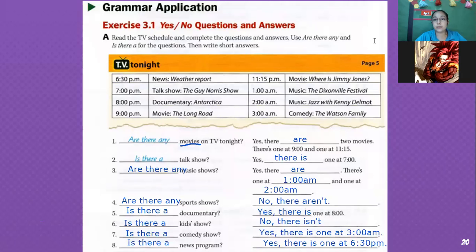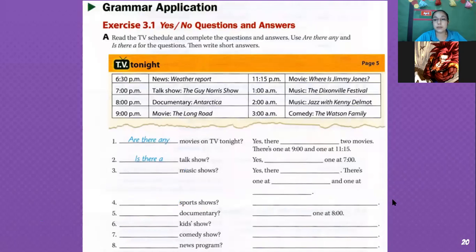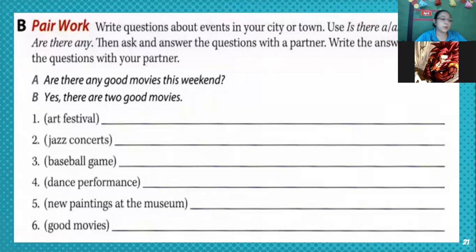So let's continue. I clear this part and we continue with the next exercise. In this one, we write our ideas. We write questions about events in your city or maybe in your town. You use is there a or an, it depends on the noun, and are there any? Then we ask and answer the question with a partner and you write the answers to the question. It depends on the answer of your classmate. So let's see, is there any good movies this weekend? Yes, there are two good movies.